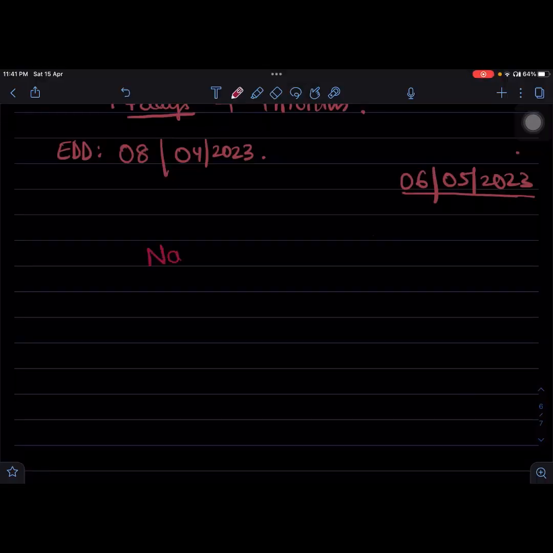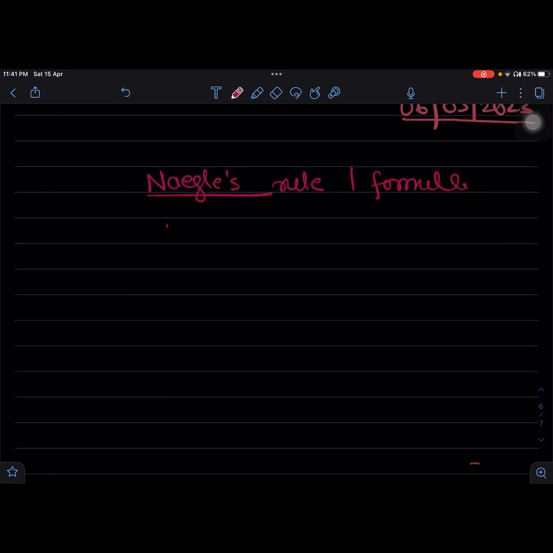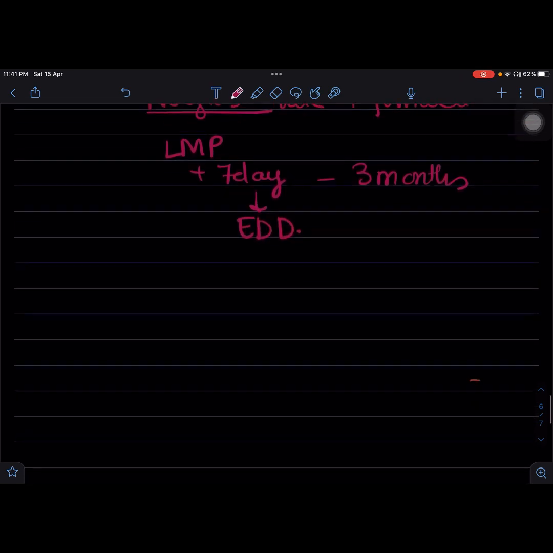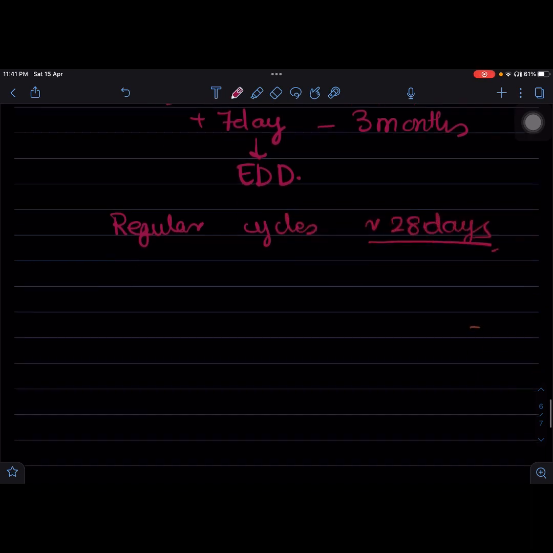There is another thing that students must have come across. It's called Naegele's rule or Naegele's formula, and it is important to know theoretically if you're going for an exam. Naegele said that to the LMP add 7 days and subtract 3 months. That will give you the EDD, right? So that is Naegele's formula. So far, whatever I've told you, it is easy to calculate the EDD if you are having regular cycles. Regular cycles is when you have cycles of approximately 28 days. That is how you calculate the EDD.